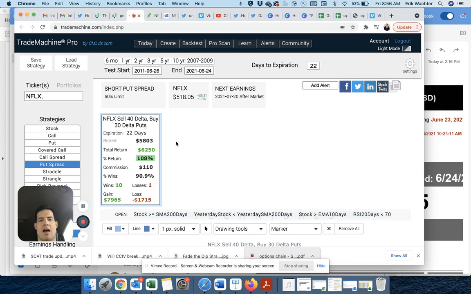So a lot of times, and this happens with every earnings event, implied volatility goes up as we get closer and closer to earnings. And if you're selling options, that most likely means your options will go up in value, which you don't want. You want your options to go down in value when you're selling.